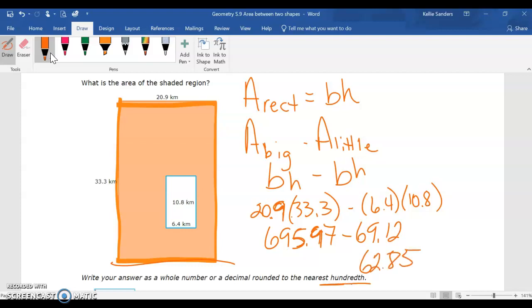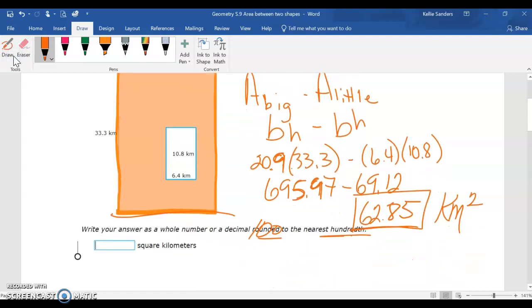So it's round to the nearest hundredth. The number 100 has 2 zeros, so we're going to have 2 decimal places, and we have 2 decimal places, so we do not have to round on this one. And if I was really being a stickler, we would have square kilometers, but it's already there.